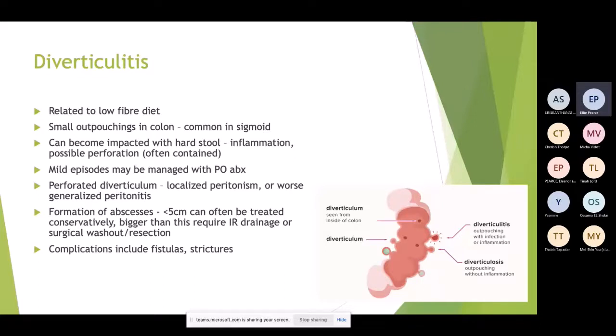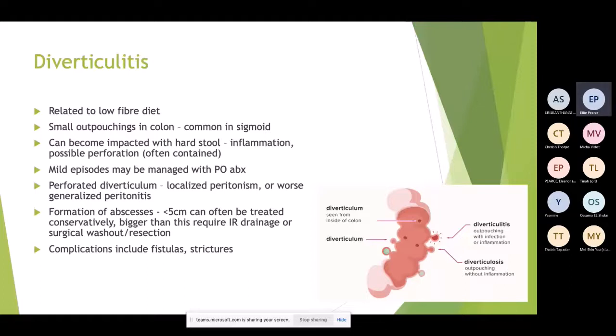So if we see someone who has got some mild abdominal pain, some mildly raised inflammatory markers, we can sometimes just treat them with oral antibiotics. We can even send them home from hospital with strong safety net advice to return if things get worse. However, if they've got high inflammatory markers or any signs of perforation, so localized peritonism or worse, generalized peritonism, we're going to need to get them an urgent CT and bring them into hospital.